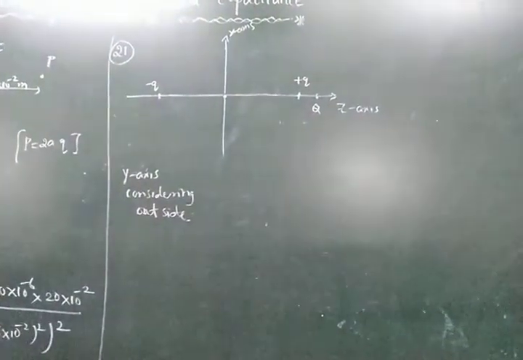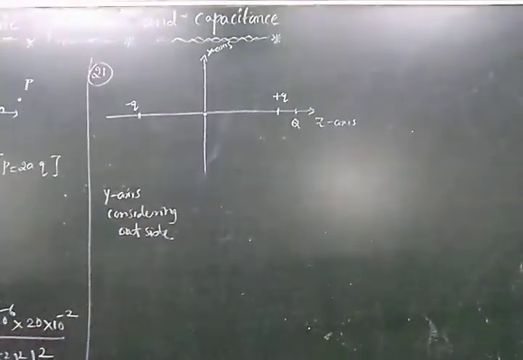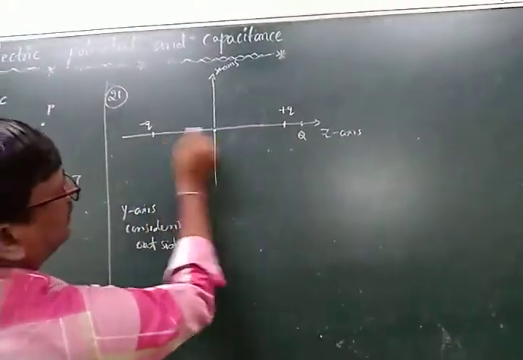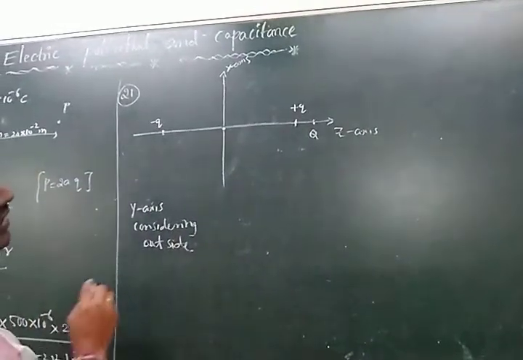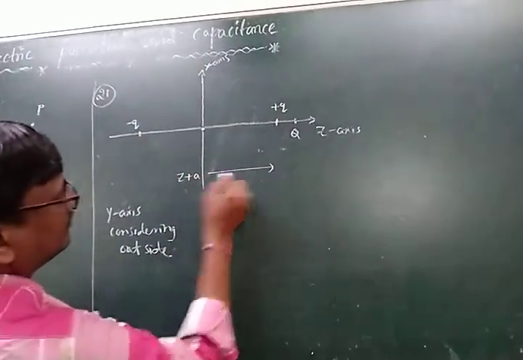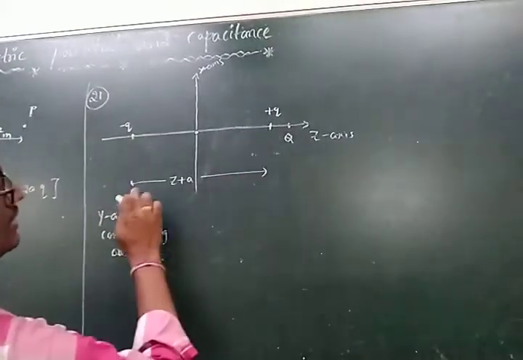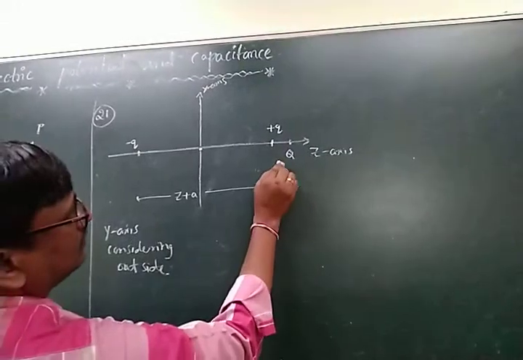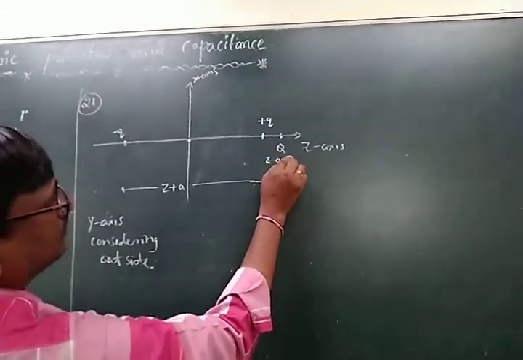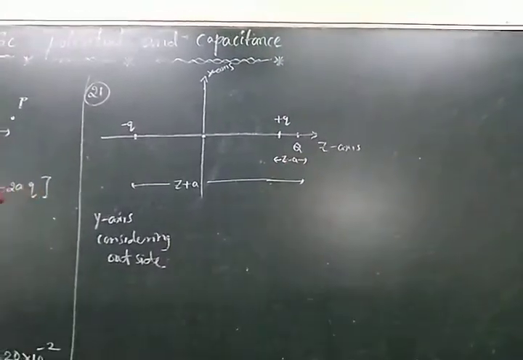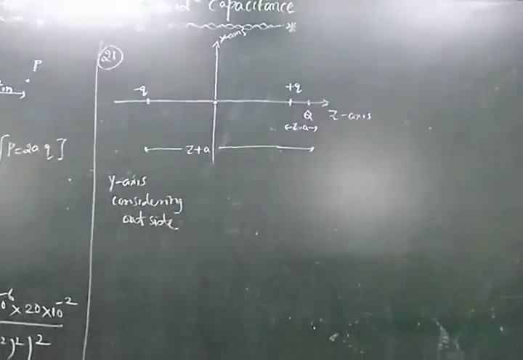Now we can find out the electric field at the minus q and q. From here to here, the distance is equal to z plus a, because the distance is z and this point is a. And for the positive charge, the distance is considered z minus a. Then find out the electric field.